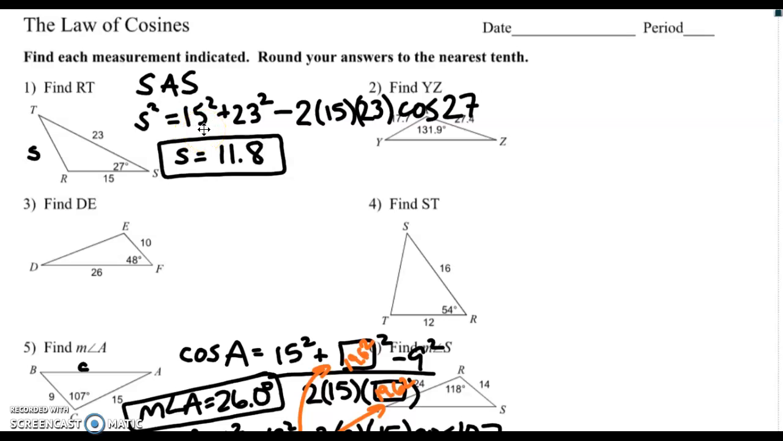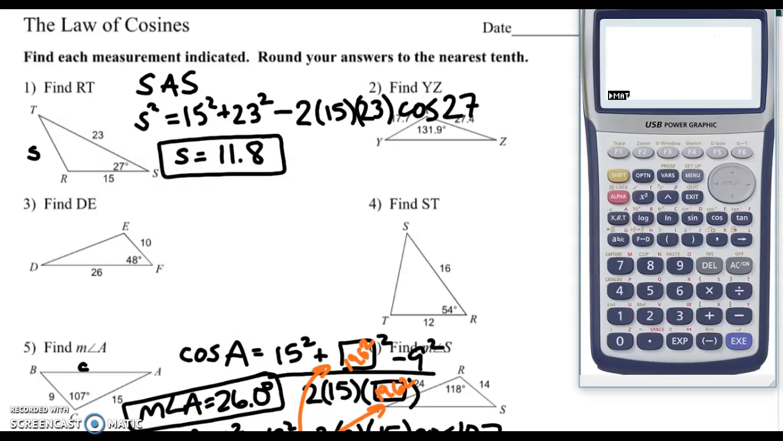I get 15 squared plus 23 squared, although these can be written in either order, minus 2 times those two side lengths, same side lengths, 15 and 23, times the cosine of the given angle, or 27 degrees. So when you put this into your graphing calculator, it should be pretty straightforward.